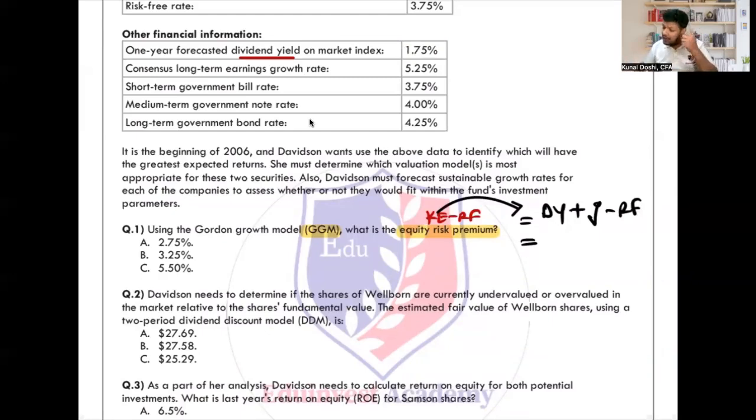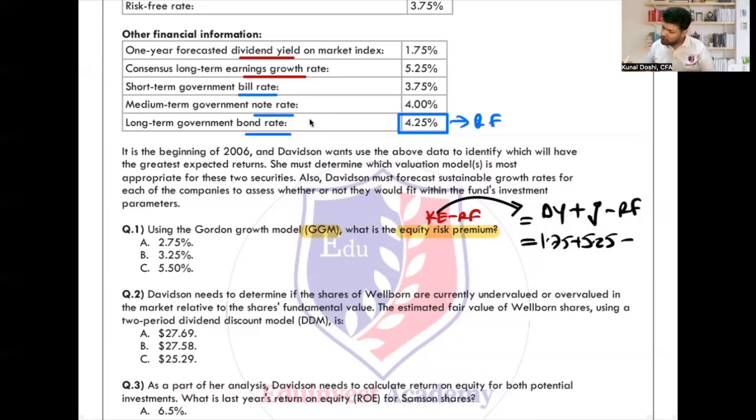And long-term earnings growth, should I take short-term government bill rate, medium-term what? I have the long-term earnings growth rate. So I already have both the components. This is 1.75 plus 5.25 minus risk-free. Which risk-free should I take? Should I take the short-term government bill rate, medium-term or long-term? Which risk-free generally we take, guys? Short-term, long-term or medium-term? We prefer long-term government bond as the risk-free, isn't it, everyone?